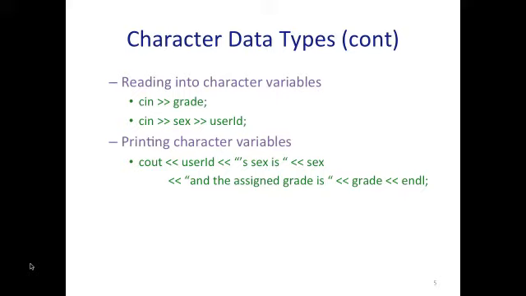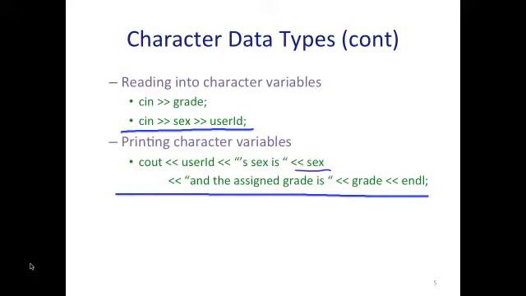So here, first of all, I got the user ID and the gender of the person, and down here their grade, and down here I was printing it out. You can see here I print the value of user ID, here I print the value of sex, and here I print the value of grade, just as though I had printed the numbers earlier in the semester.